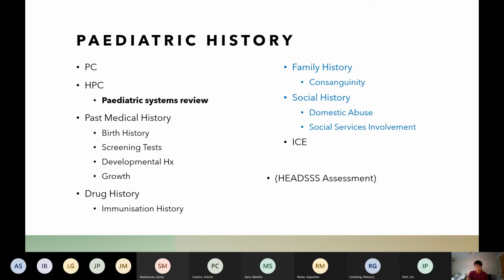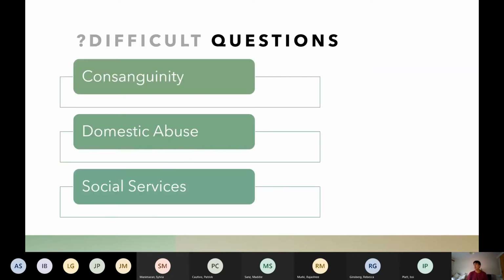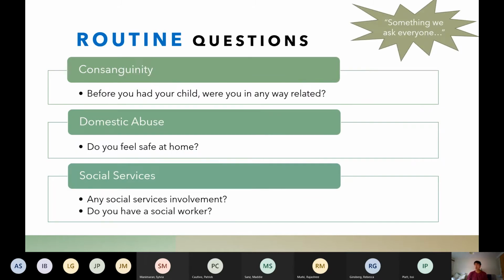Here are three things that people often find quite difficult. So consanguinity, domestic abuse, social services. They are not difficult questions, they are routine questions, okay? So just ask them every time. So Izzy spoiled it for me, she's already put in the perfect answer. So for consanguinity, before you had your child, were you in any way related? I think that sometimes helps go over language barriers as well, if you just say, were there any relations between you? Domestic abuse, you can simply screen it with, do you feel safe at home? Even if they say yes, but they don't seem particularly confident, that's a cue for you to probe further.